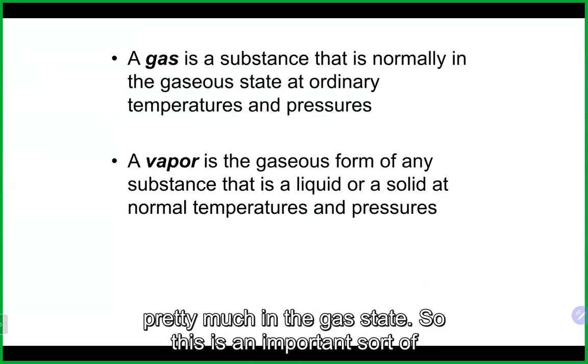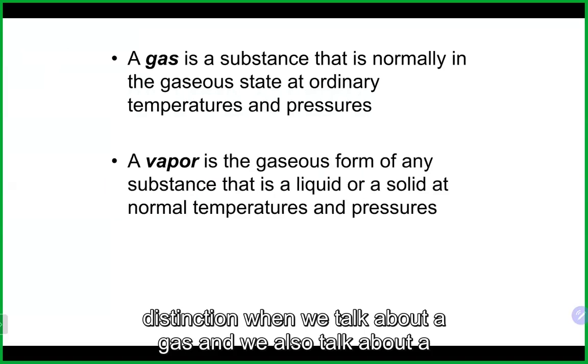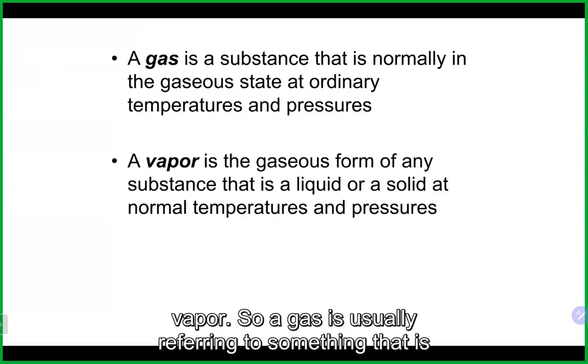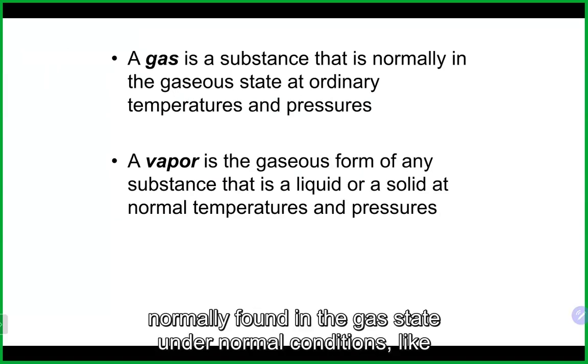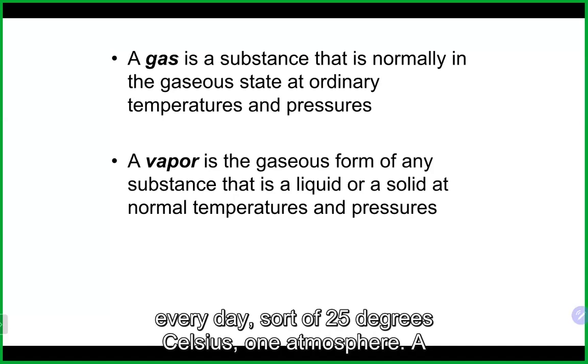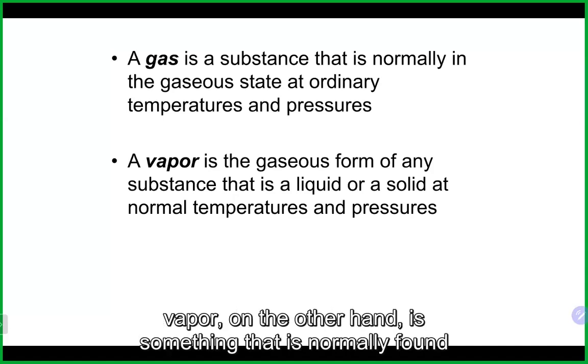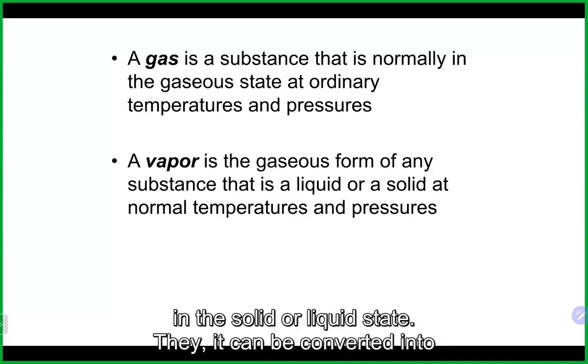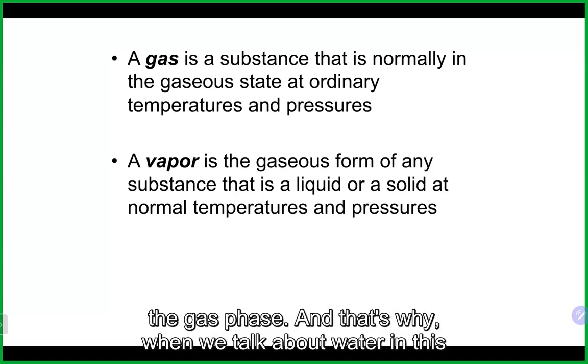So this is an important distinction when we talk about a gas, and we also talk about a vapor. So a gas is usually referring to something that is normally found in the gas state under normal conditions, like every day, 25 degrees Celsius, 1 atmosphere. A vapor, on the other hand, is something that is normally found in the solid or liquid state, but it can be converted into the gas phase.